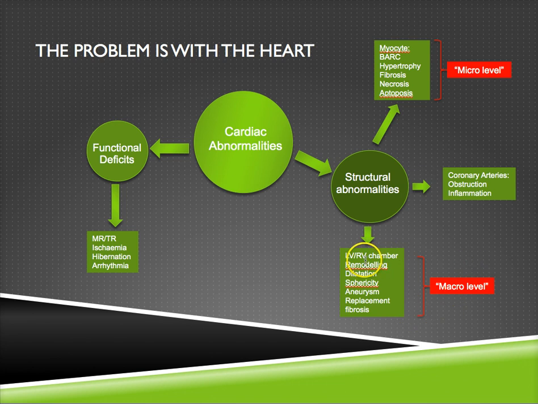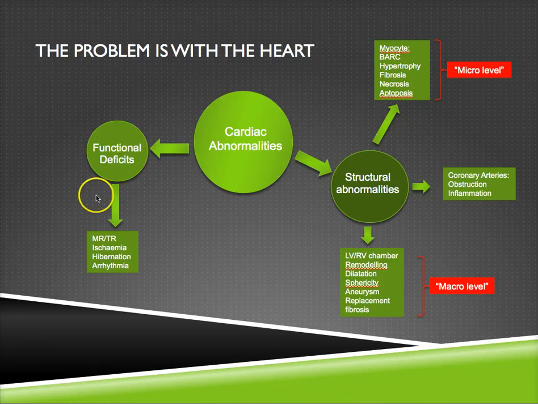We can see this on the macro level with left ventricular and right ventricular chamber dilatation, which is a combination of remodeling, dilatation, change in shape, aneurysm formation, and replacement fibrosis. We can look at the structure of the coronary arteries, which can become inflamed or obstructed, and indeed coronary artery disease remains the most important structural abnormality resulting in the heart failure syndrome.